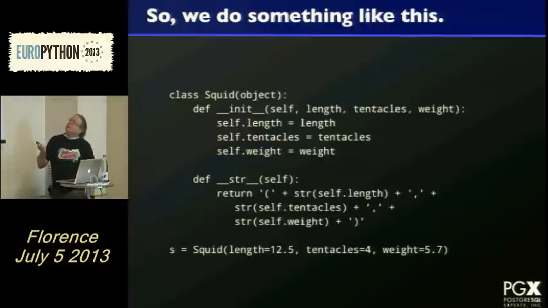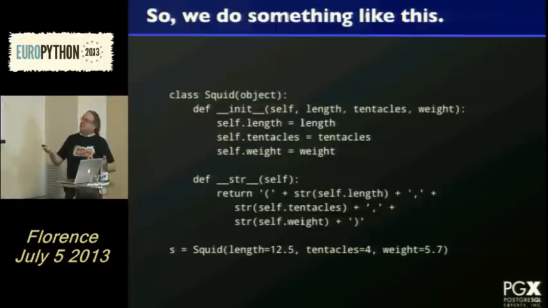So we all do something like this. We create a squid object with an initializer, and we set this, and then we return a string, and there's probably a repr and a bunch of other stuff here that we're not showing. And then we instantiate a squid.